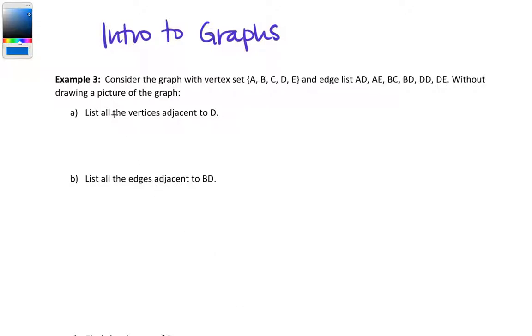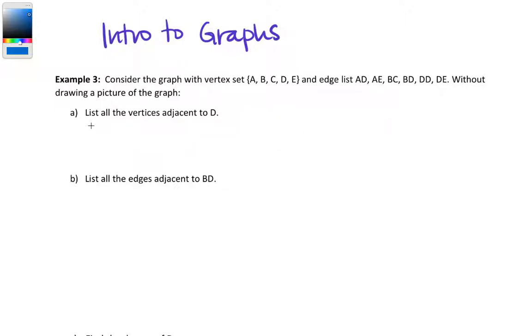Okay, consider the graph with a vertex set A, B, C, D, and E, and the edge list as follows. Without drawing a picture of the graph, we want to answer the following questions. Okay, so one thing, you definitely can draw a picture based on this information and then figure out these questions, but we want to talk about how we can do it with just the written out information of the vertex list and the edge list.